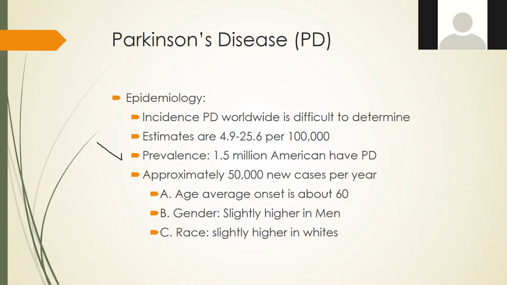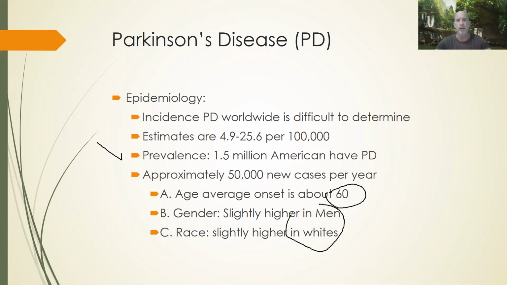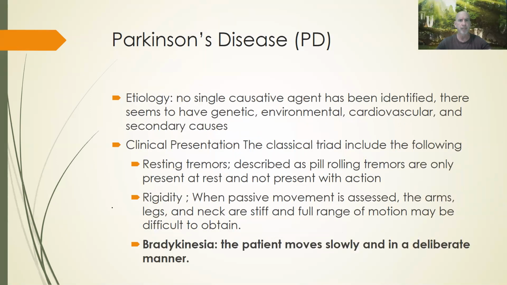A couple of statistics here. Average onset's about 60 years old, most common in white males. Not always 60. We all know about Michael J. Fox, great actor, loved his stuff. Developed it at a pretty young age, and he's still having to deal with that. And it's really sad to see somebody degenerate from Parkinson's. Etiology, basically, like several other diseases, we don't know. We don't know what causes it.